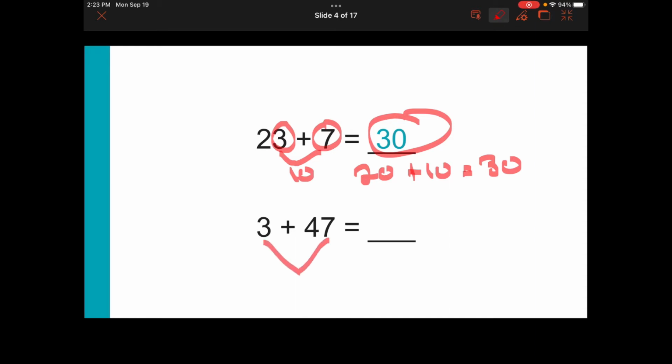Same thing with down here. You know that 3 plus 7 equals 10. All right, so now you're taking this 40 plus 10 equals 50. All right, if you can make a value of 10, a value of 100, a value of 1000, whatever it is, out of something, it makes your addition much easier and decides whether you have a reasonable answer or not.